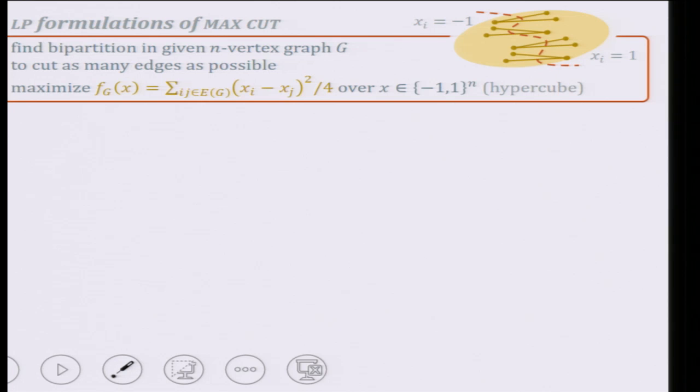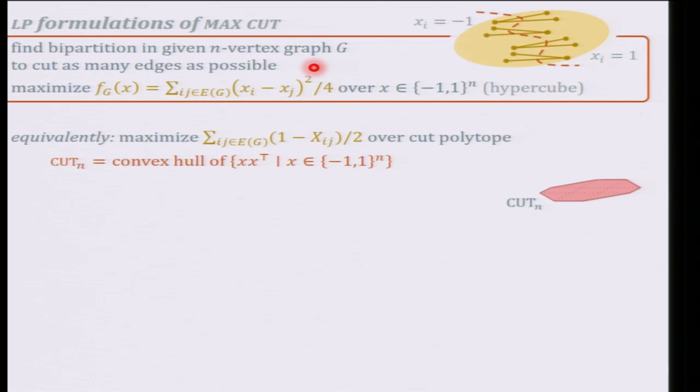Another way to think about MaxCut is that you want to maximize a particular quadratic polynomial over the n-dimensional hypercube. This polynomial just counts the number of edges that are cut in the bipartition, where the vertices with x_i equal to 1 are on one side, and the vertices with x_i equal to -1 are on the other side. From this polynomial optimization viewpoint, it's also clear that another equivalent way to formulate MaxCut is that you want to maximize a particular affine linear function over the cut polytope, which is the convex hull of outer products of points on the hypercube.